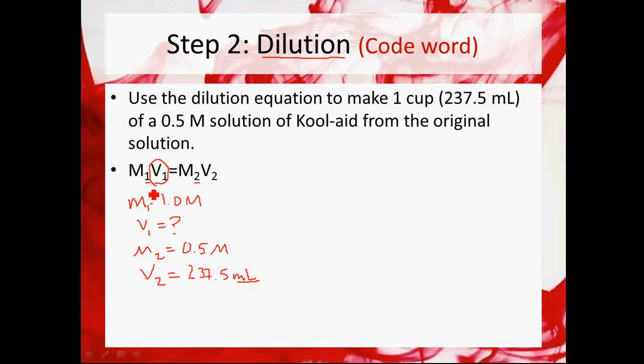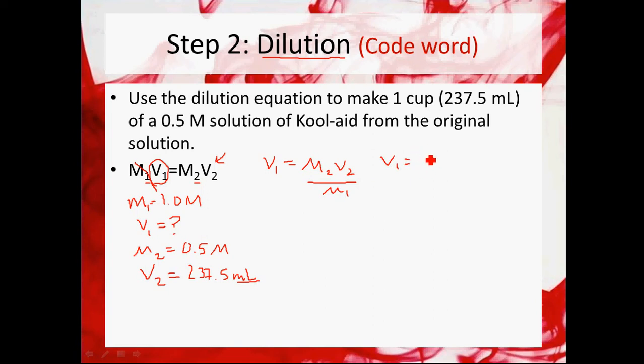So now all we have to do is rearrange M1V1 is equal to M2V2 and solve for our unknown, and then all we have to do at that point is multiply and divide our numbers. So in order to solve for V1, all we have to do is divide both sides by M1. When we divide both sides by M1, the M1's cancel out. So let me rewrite that. V1 is equal to M2 V2 over M1.